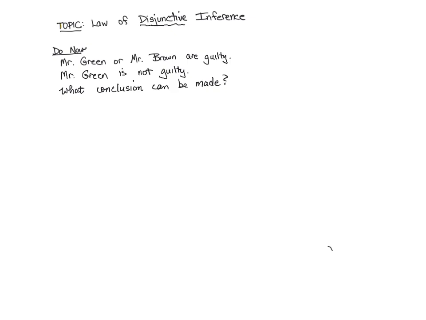Suppose that you are a detective and that you know that either Mr. Green or Mr. Brown or both are guilty of some crime. Later, you obtain evidence which shows that Mr. Green could not possibly have been involved in the crime, so he is not guilty. Then, what can we conclude? Well, it would seem that we can conclude that Mr. Brown is guilty.